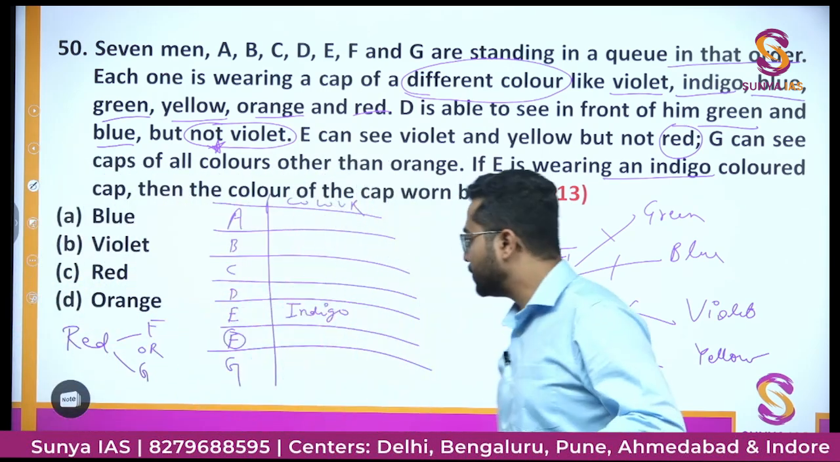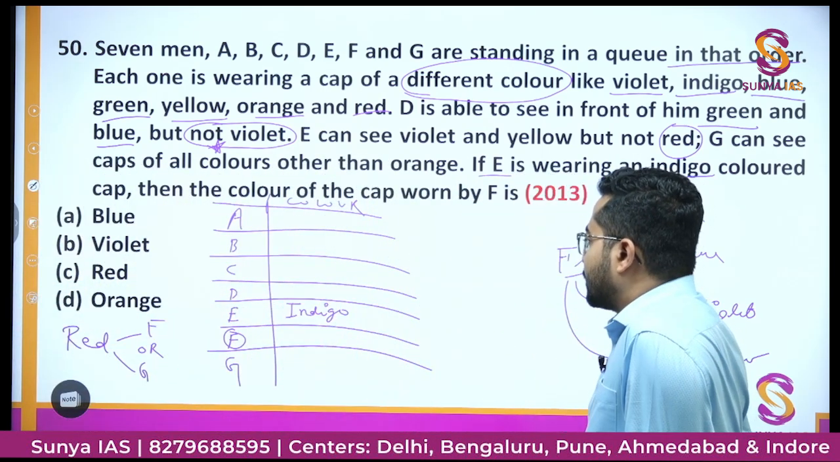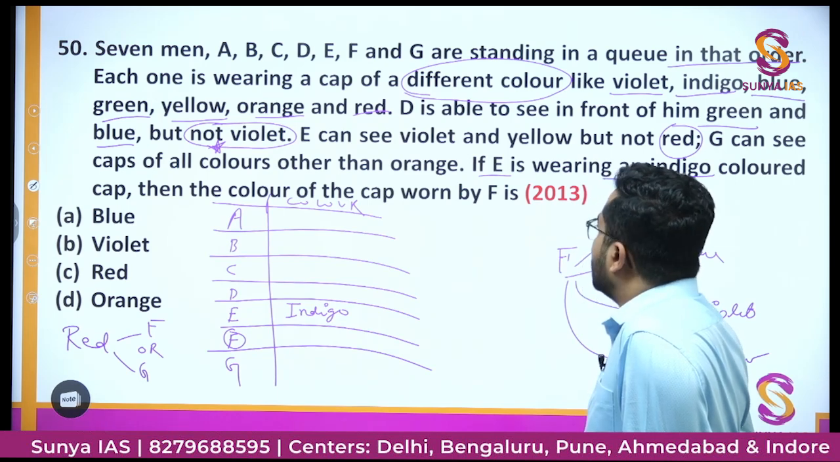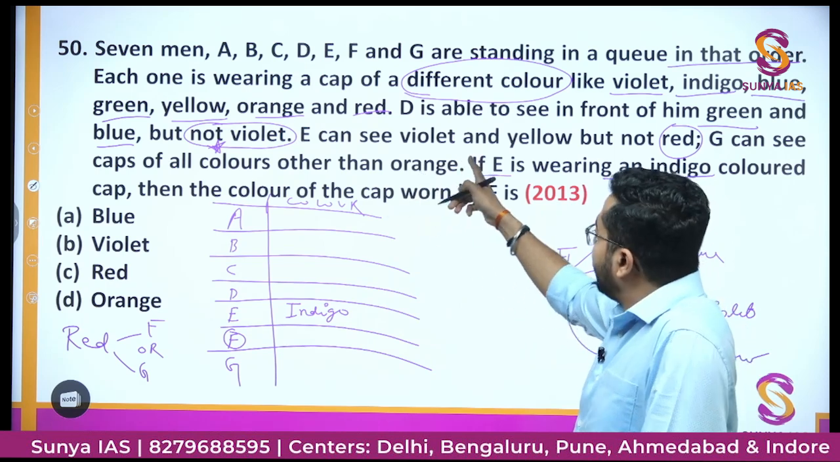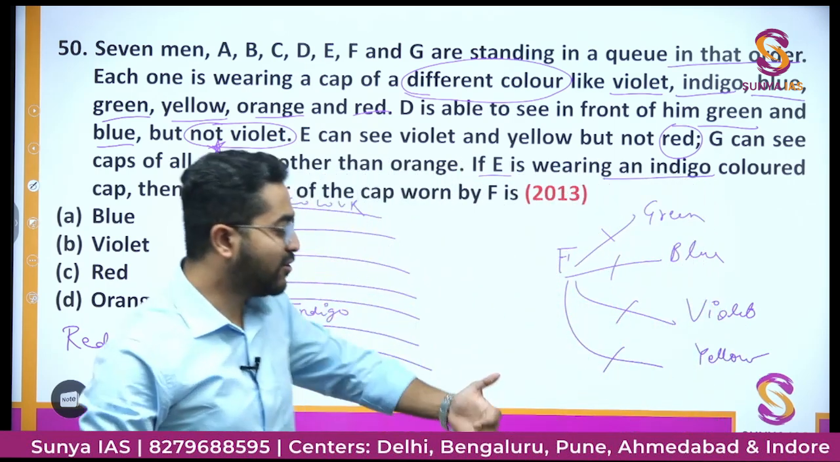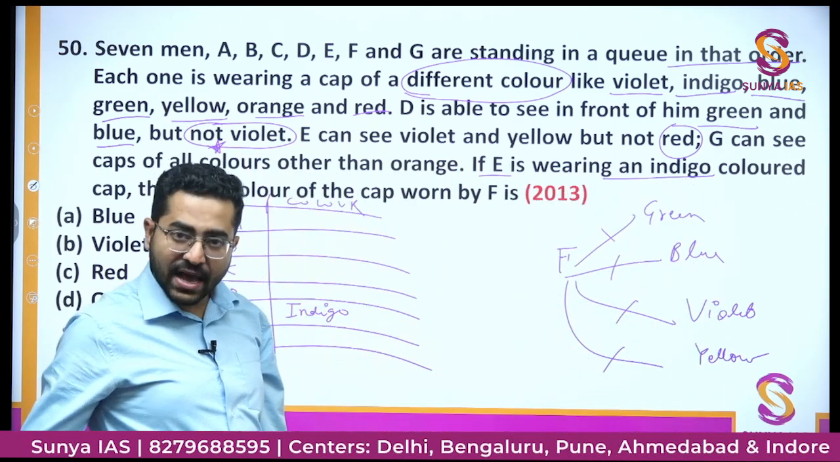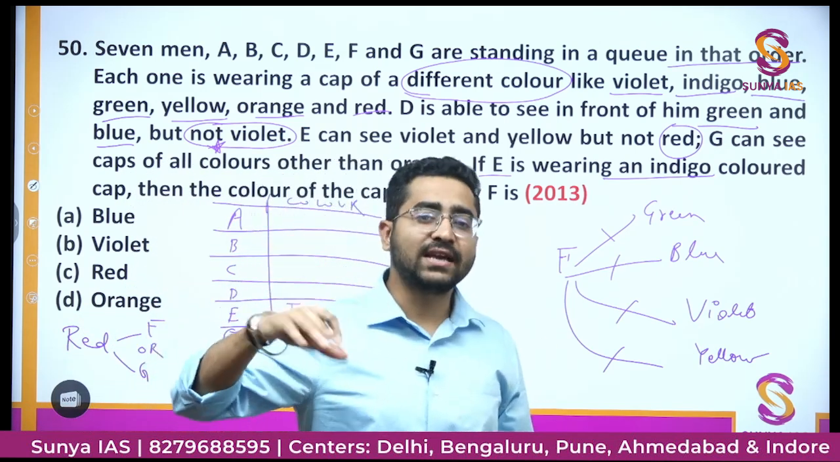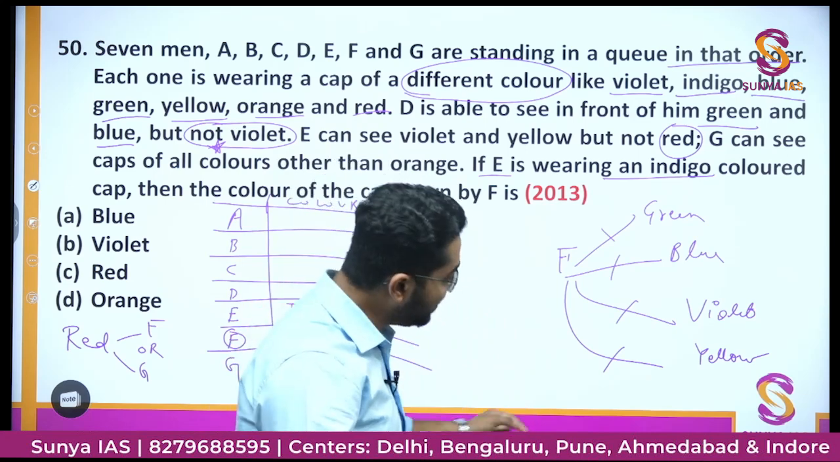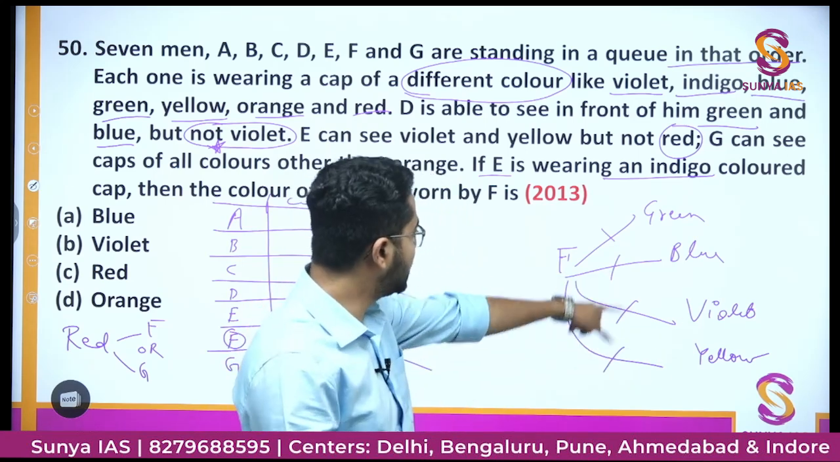Did you get this point? Yes or no? What is given? E can see violet and yellow, meaning those wearing violet and yellow are standing in front of E. That is, they will be in front of F too. F will be able to see violet and yellow. That means whatever cap F is wearing, the color is definitely not violet or yellow. So I have done that.